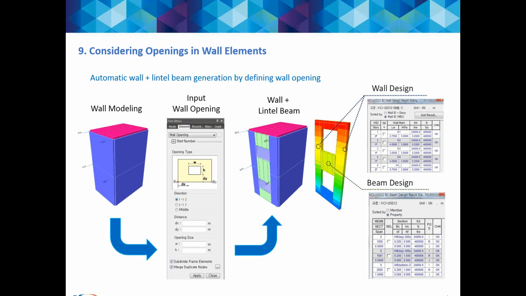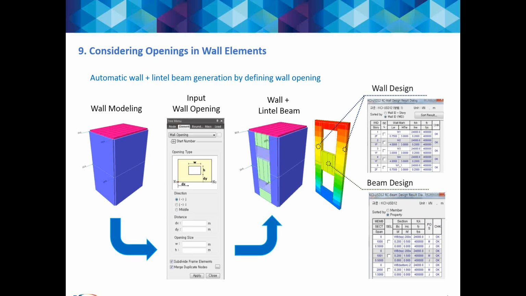Next feature is opening in wall element. Wall element is quite a unique and special type of element in Midas Civil. This element is very useful since you do not need to worry about the mesh size, and also the modeling is very simple, just like the beam elements, and it can simulate the shear wall, so it's a very useful function. But previously, we could not consider openings like door openings or window openings. But in the new version, now we can do that.